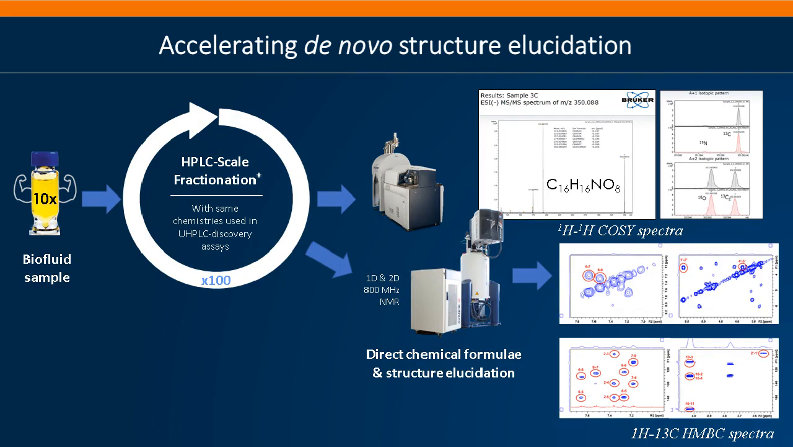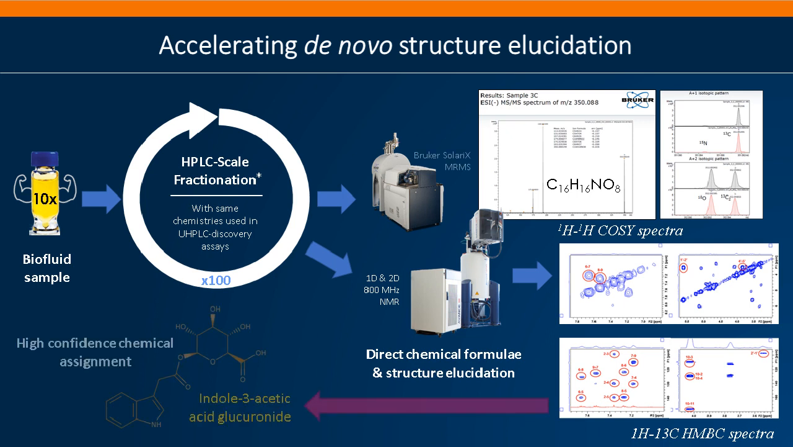Sometimes where it doesn't work just using MS by itself, we have to use 1- and 2-dimensional nuclear magnetic resonance again, and in doing so, we're often able to elucidate novel markers, in this case, a novel marker of a kidney stone disease, indole 3-acetic acid glucuronide. And these are examples that will be in that forthcoming publication. So this is how we add value to our platform.